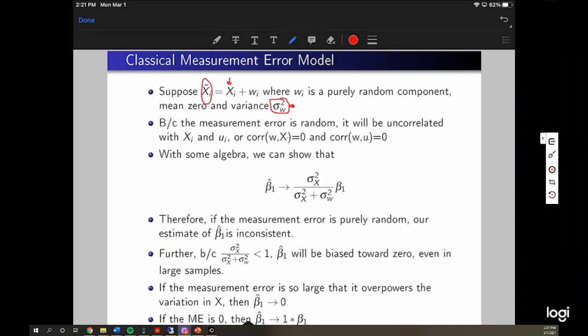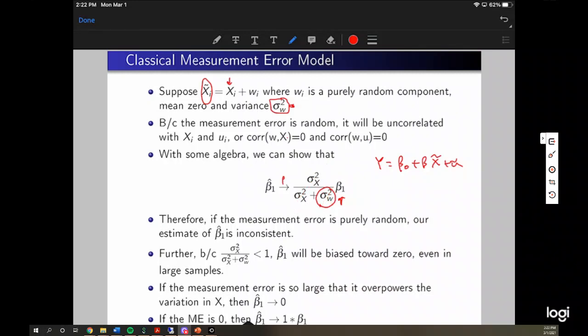With some algebra, we can show that in the model where we're regressing y on x wiggle, beta 1 hat converges in probability to sigma squared x over sigma squared x plus sigma squared w, times the population value of beta 1. If there's no measurement error, this sigma squared w term cancels out, and we get the variance of x over the variance of x, which turns into 1. So those cancel out, and beta hat 1 converges in probability to the population value beta 1.